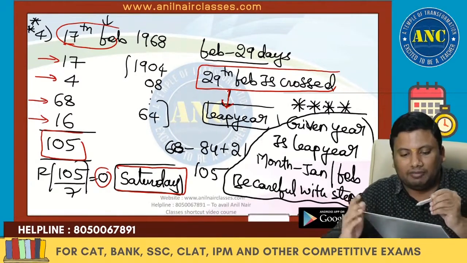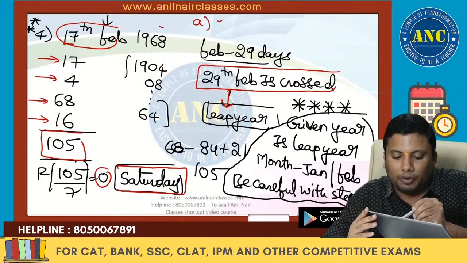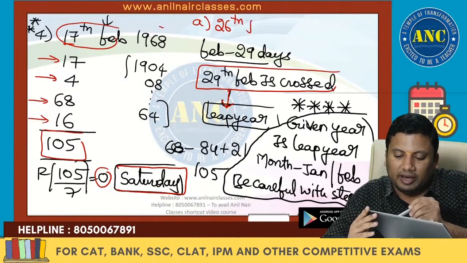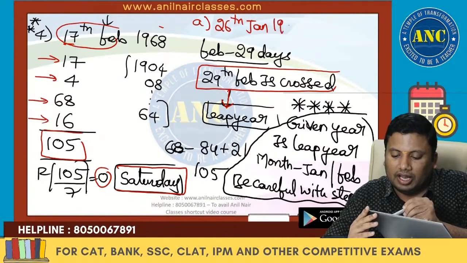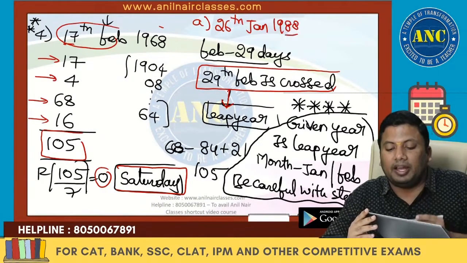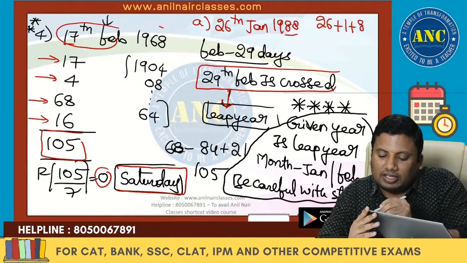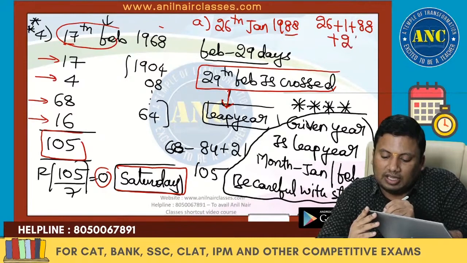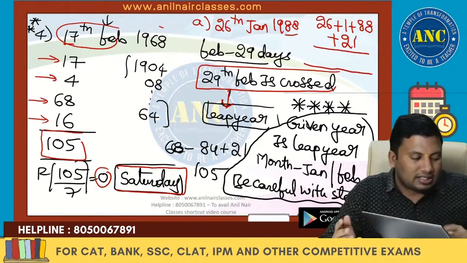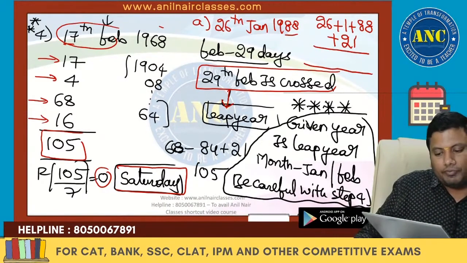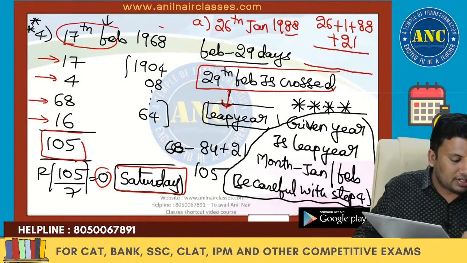Be careful if the given year is a leap year. Suppose 26th January 1988. If it is a leap year, be careful. First is 26. Next is 1. Next is 88. Next is nothing but 21. I hope the idea is clear, right?